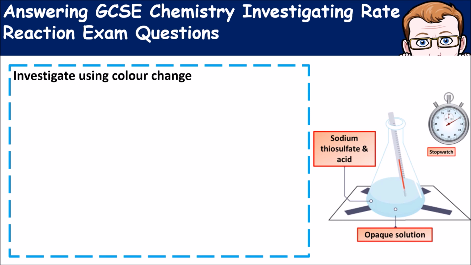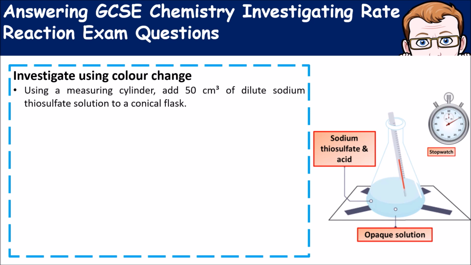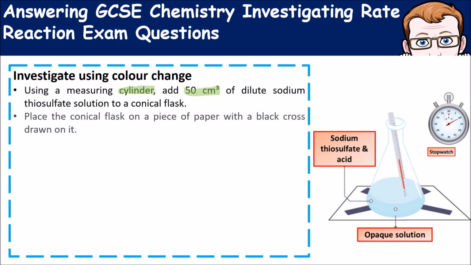Right, if we look at a few ways of investigating rate of reaction, the first way is looking for colour change. Quite often this is done in questions where they talk about reacting sodium thiosulfate with hydrochloric acid. Make sure that you talk about measuring things out using a measuring cylinder, and talk about the physical quantities of sodium thiosulfate and acid that you're using. Because we're looking for colour change, make sure you talk about putting your flask on a black cross.